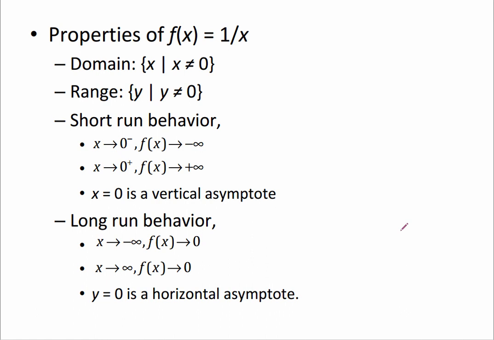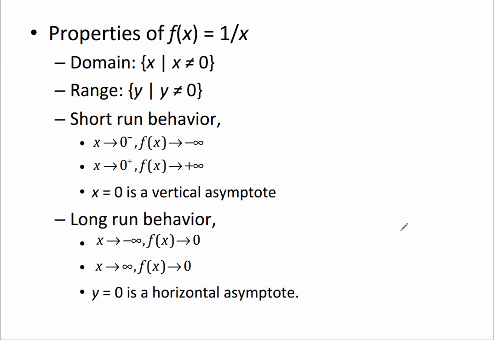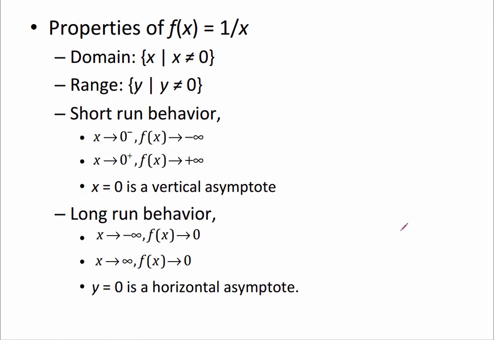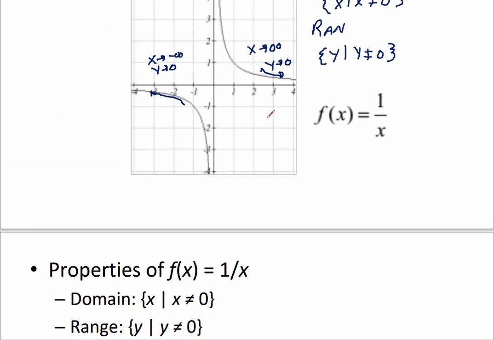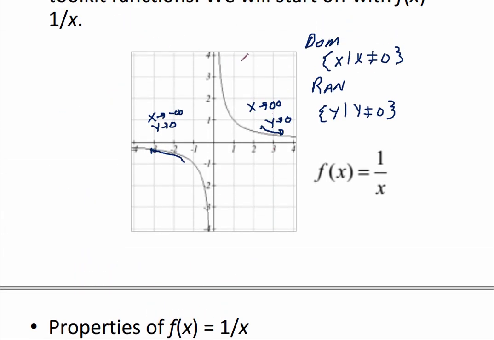Let's talk about the overall properties of this. So f of x equal to 1 over x, we just said what the domain and the range is. The short run behavior, what that means is we're talking about what's happening around the origin. As we come in towards the origin from the positive side, so in other words, x approaches 0 from the positive side, we see we're blowing off so that f of x is going to infinity. And as we come to 0 from the negative side with respect to x, we see again that f of x is blowing off to infinity, but this time to negative infinity.